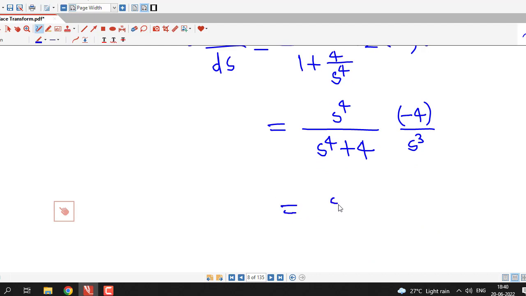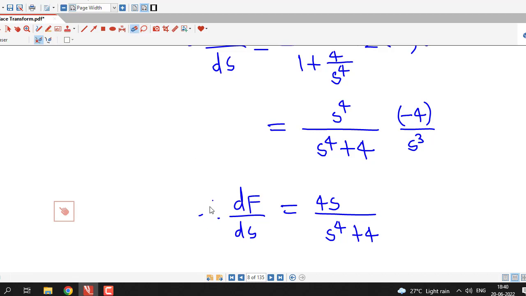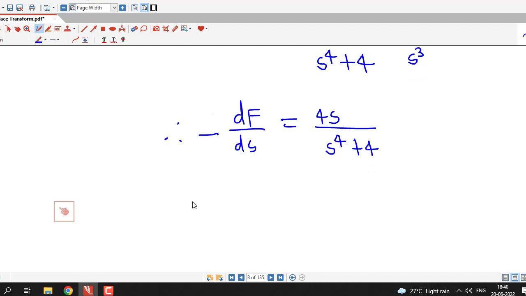Therefore we have s divided by s raised to 4 plus 4. This is df by ds, and with negative sign, so 4 into s divided by s raised to 4 plus 4, and we can consider negative sign on left hand side because we require minus df by ds. So therefore minus df by ds is 4 times s divided by s raised to 4 plus 4.